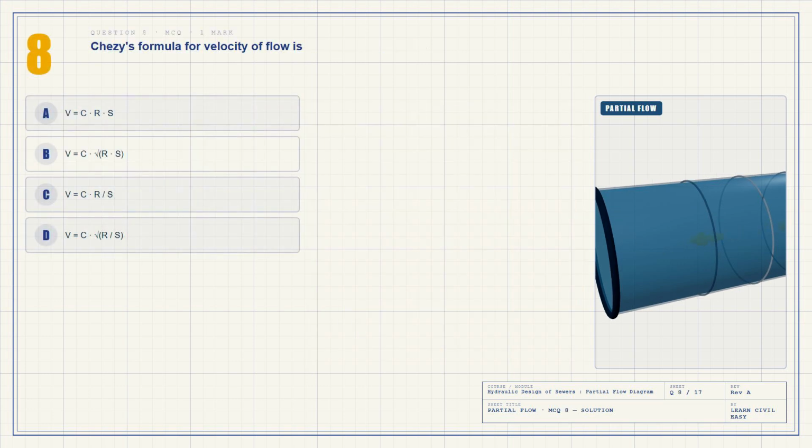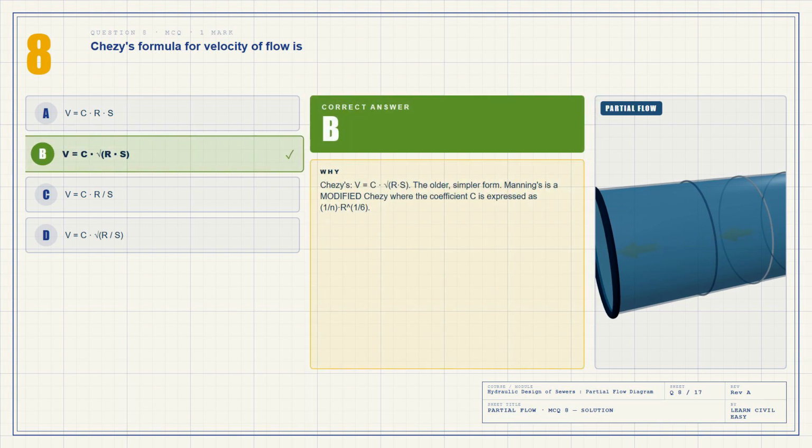Question 8. The correct answer is B. Chezy's formula is V equals C times square root of RS. It is the older, simpler form of the open channel velocity equation. Manning's formula is a modification of Chezy where the coefficient C absorbs the dependence on hydraulic radius.